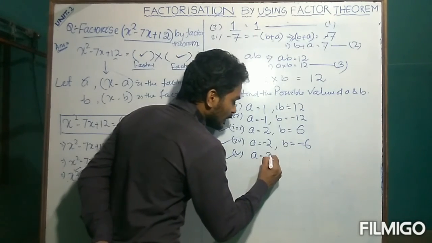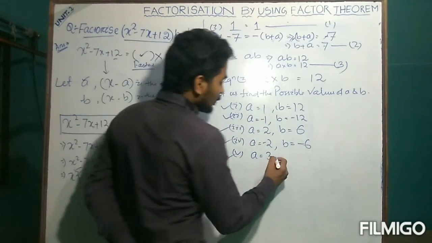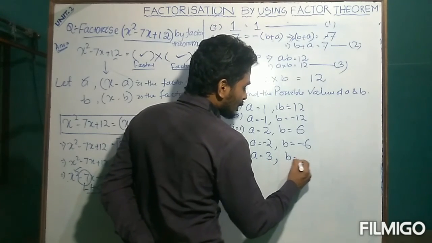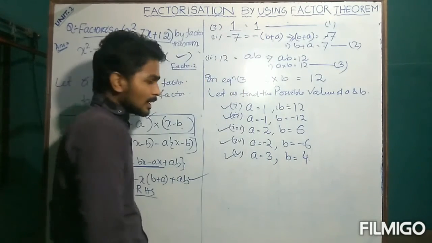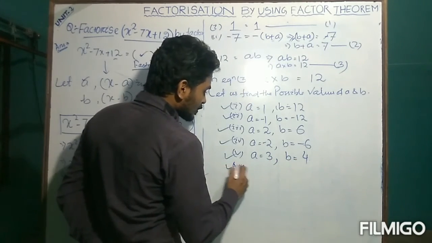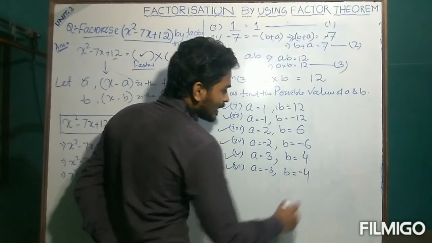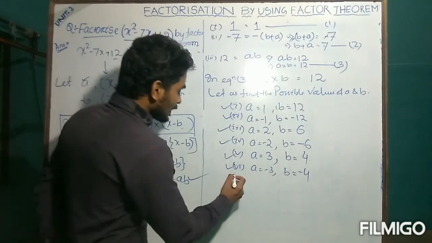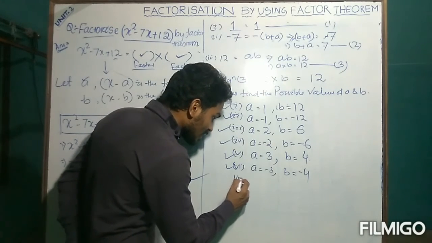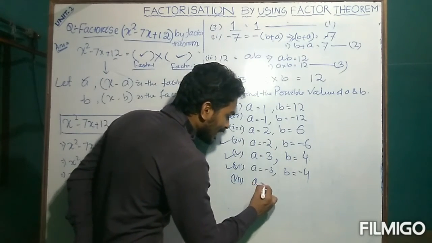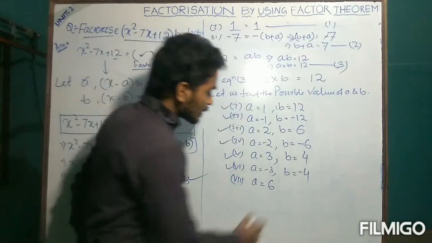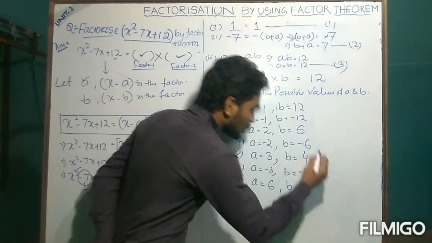Coming to the fifth assumption, we can take A to be 3. If we take A to be 3, then B will be 4, since 3 fours are 12. In the sixth assumption, we can take A to be minus 3, so that B will be minus 4. Then in the seventh assumption, we can also take A to be 6, so that B will be 2.